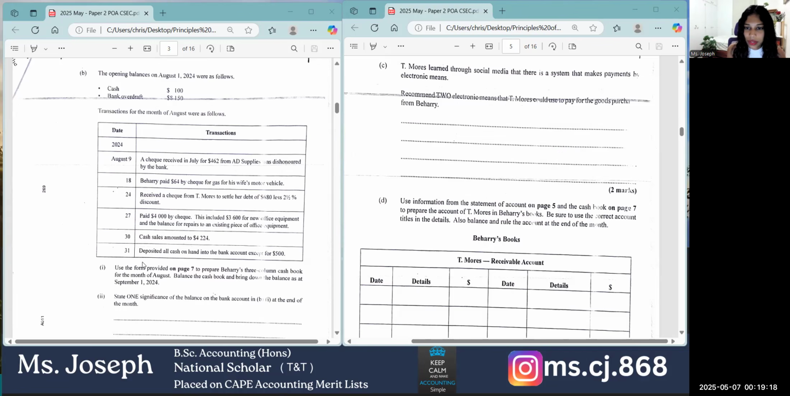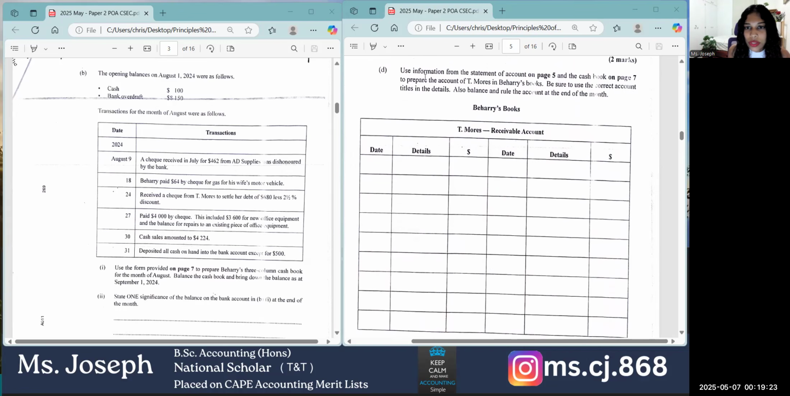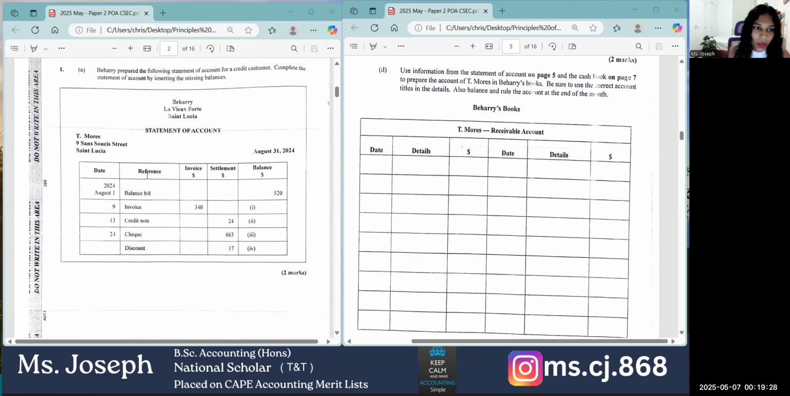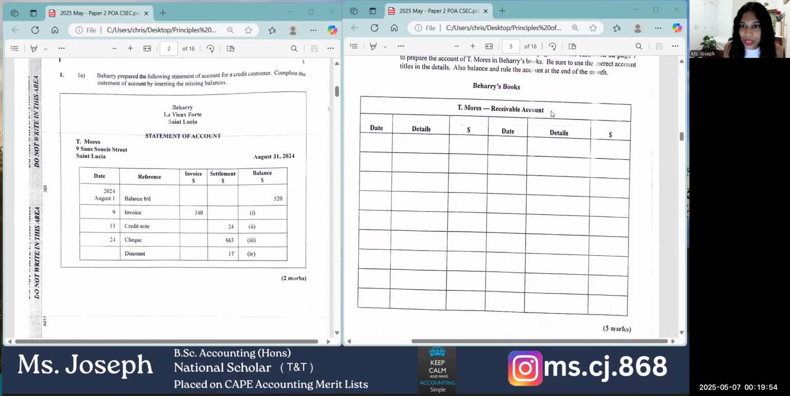And then we're going to part D now. So that was 2 marks. Part D, they tell you, use information from the statement of account on page 5, that'll be here, and the cash book on page 7, which we just completed, to prepare the account for Timors in Bihari's books. Be sure to use the correct account titles in the details. Also, balance and rule the accounts at the end of the month. This is basically us doing up a T account for our accounts receivable from the perspective of Bihari.